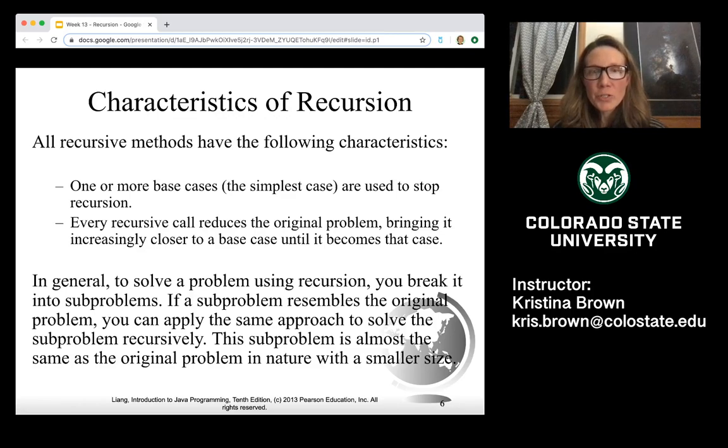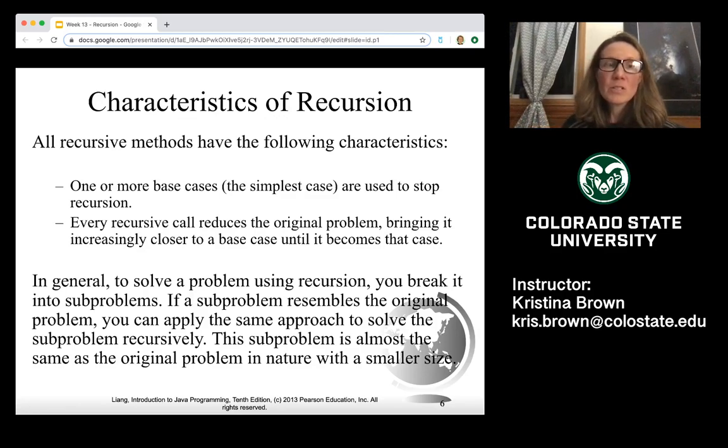And these are really important. I encourage you to write these down in your notebook. All recursive methods have these characteristics, okay? It's going to have one or more base cases, so it can have more than one base case, but this is the simplest case, and it's used to stop recursion. So every recursive call reduces the original problem, just like we talked about in that sandwich, right? We're reducing the original problem, bringing it increasingly closer to its base case until it becomes that base case. And so just like with our sandwich, we're taking a bite, making it a smaller sandwich, taking another bite, making it a smaller sandwich, until it becomes the smallest little bite that we could take, and then we're down to our base case.